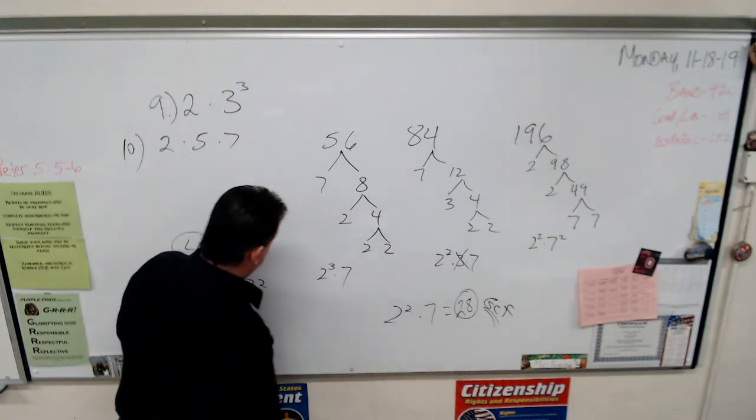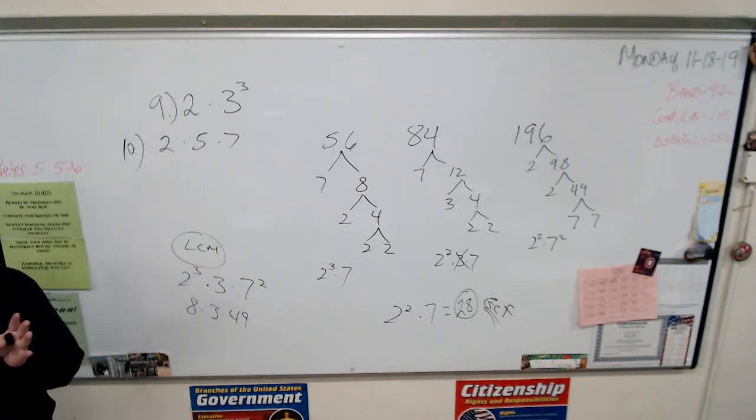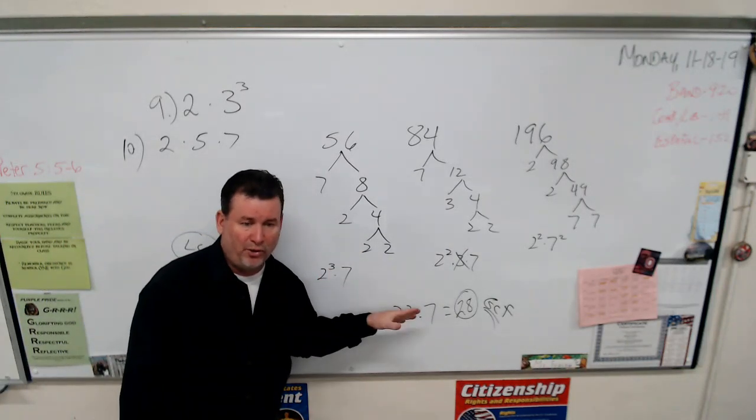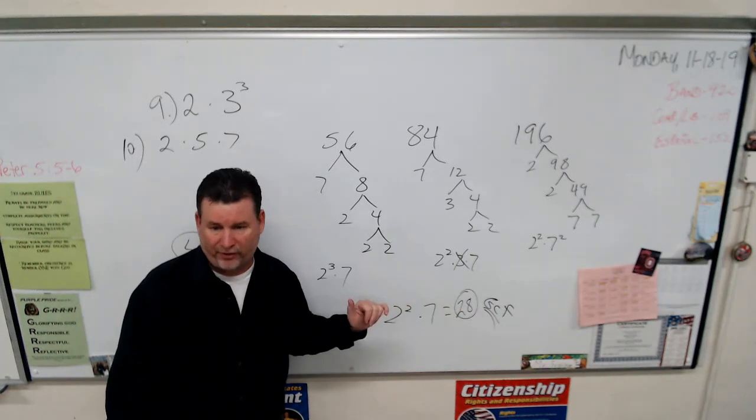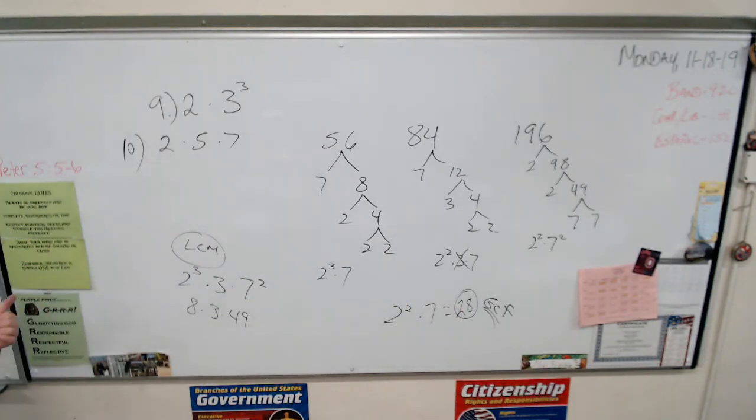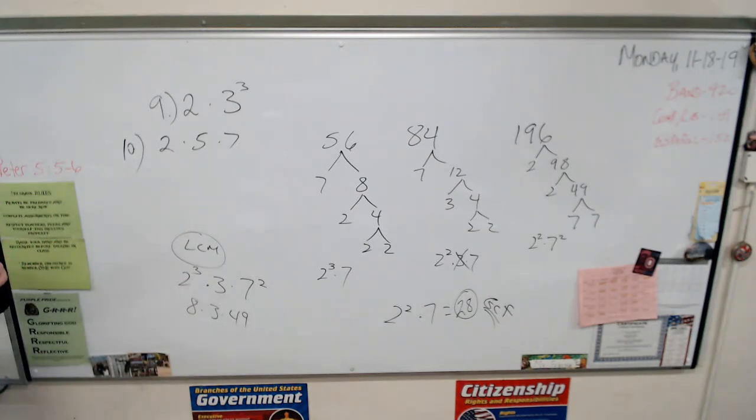Big difference between multiple and GCF. Let me say it one more time. To find greatest common factor, you do your prime factors and you only use what's in common to everything. Multiply all those together. Least common multiple, you don't even worry about what's in common. You use all the factors to their highest power. You got to have that down.